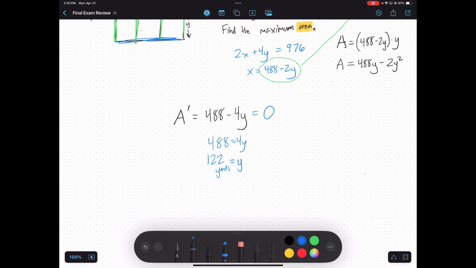Since it's my only critical point, I can assume that this is going to give me my maximum. Okay. And then I can solve for x by just using this equation. X is equal to 488 minus 2 times 122, and you get 244. Awesome. Perfect. Any questions about this one?